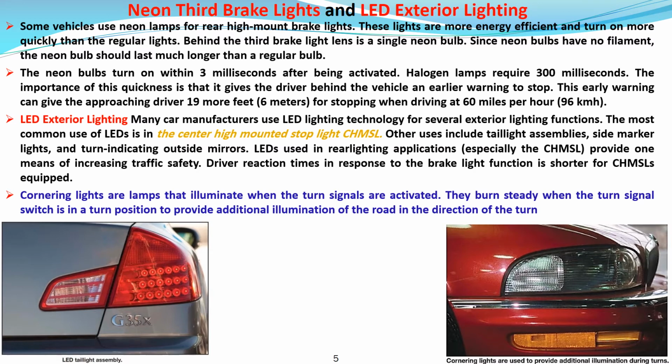Cornering lights are lamps that illuminate when the turn signals are activated. They burn steadily when the turn signal switch is in the turn position to provide additional illumination of the road in the direction of the turn.